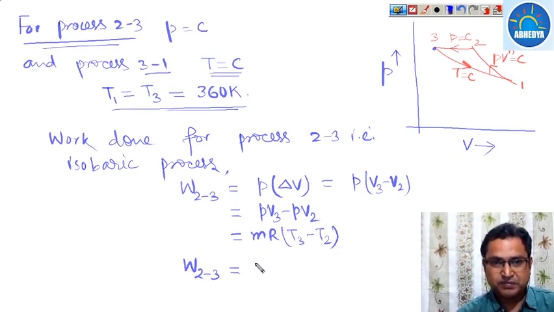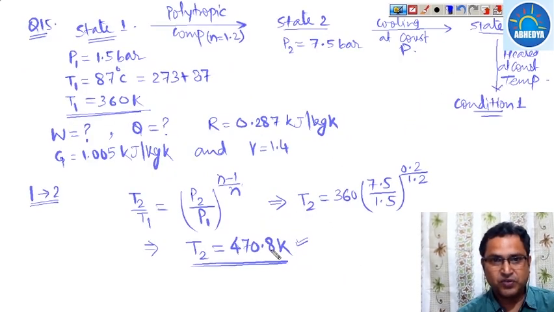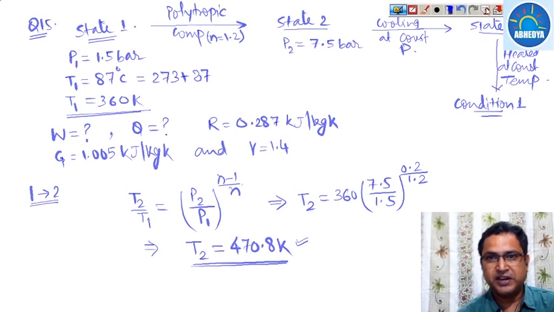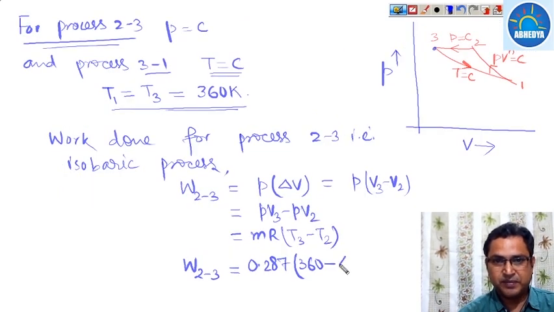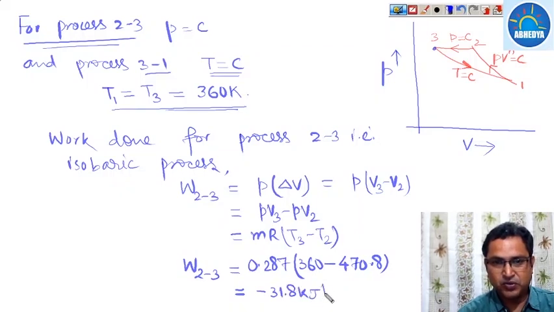So R is 287. What is T3? T3 is 360 minus what is T2? So T2 we have calculated as 470.8. So once we calculate this value, this comes to be minus 31.8 kilojoule per kilogram. So this is the work done for process 2 to 3.